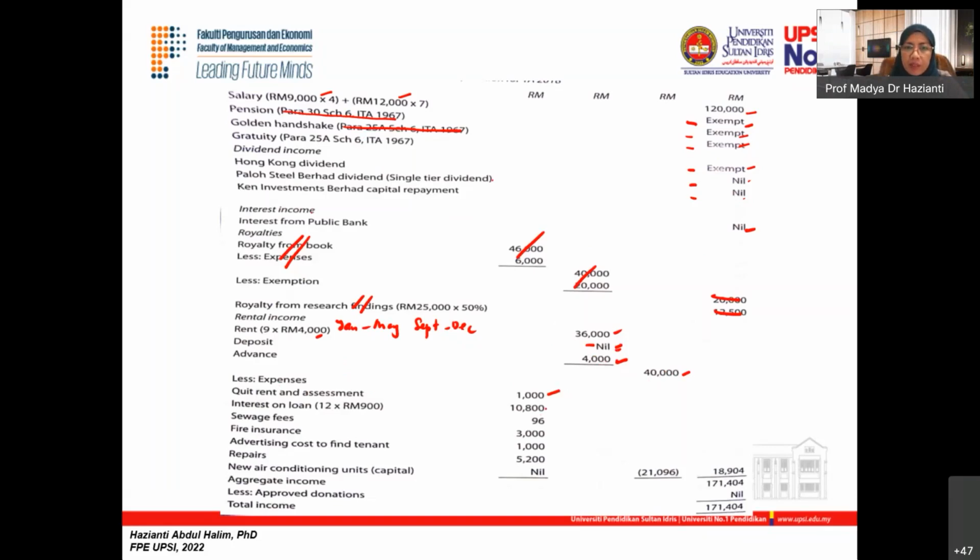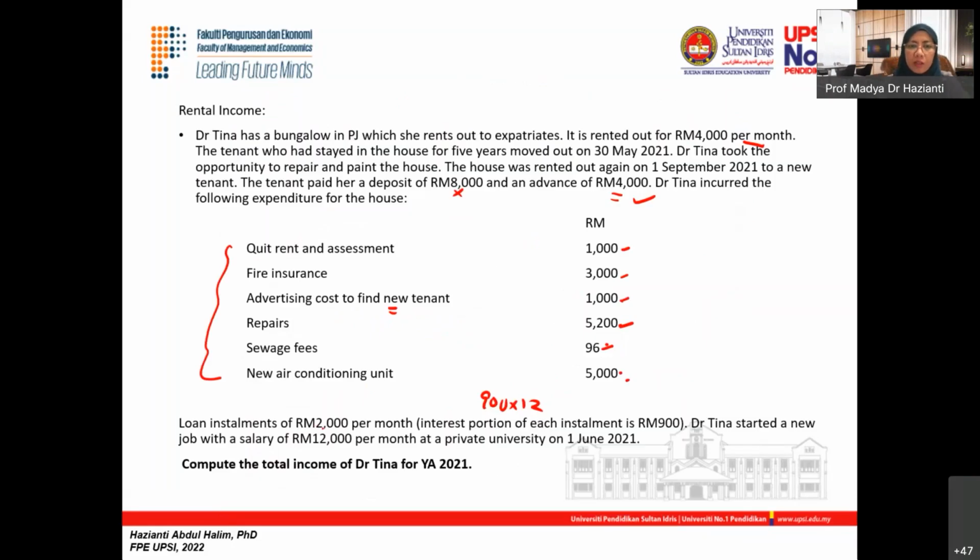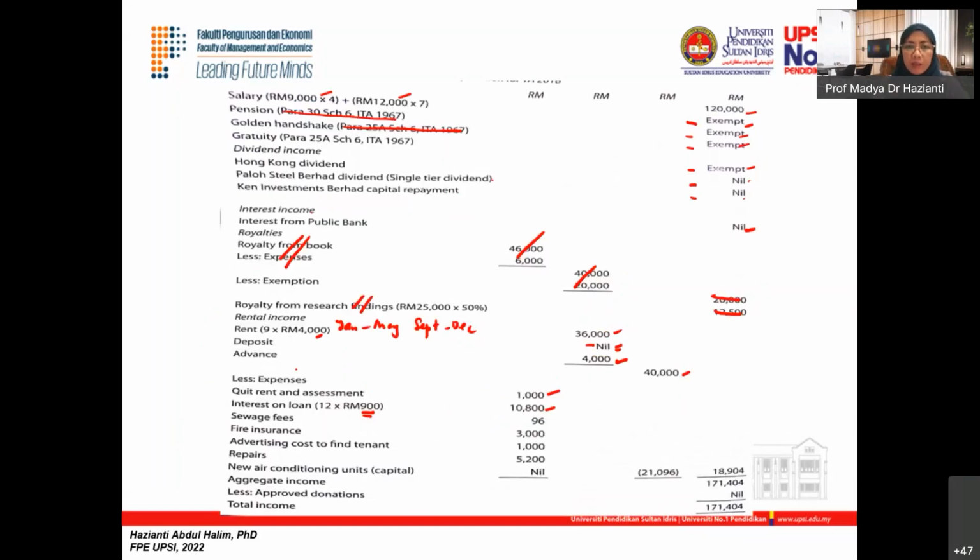Ada quit rent, interest on loan, interest portion sahaja, walaupun dekat sini kata dia bayar loan installment 2,000, interest portion dia 900. Kita hanya ambil interest portion yang deductible. So ini deduct expenses ni, masuk expenses dekat sini ialah yang deductible lah. Which means income dia dapat 40,000 ni tapi disebabkan dia belanja semua ni so dia boleh kurangkan lagi the rental income dia. Okay, sewage fees, fire insurance, advertising cost, repair, aircon tak.